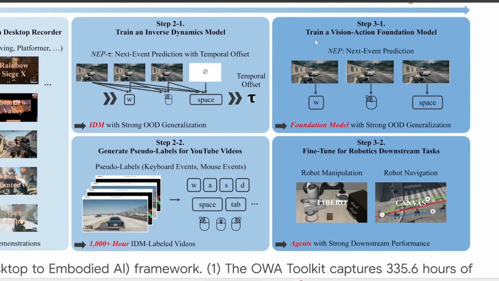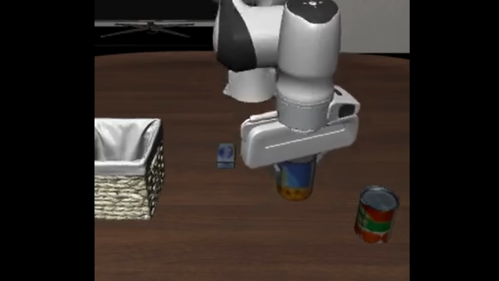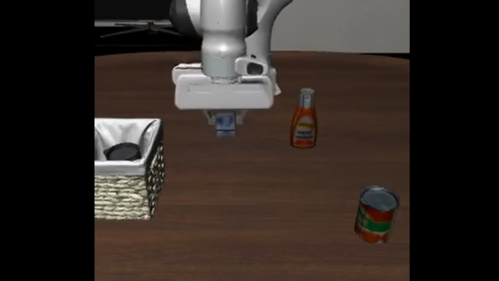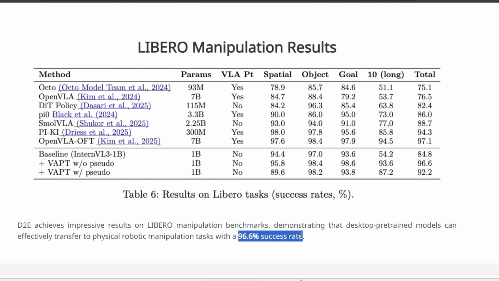And then from that, they also trained this vision action foundation model, which transfers what the model learned from these gameplay scenes to real robots in the physical world. So interestingly, what it has learned from these video games can also be applied to tasks like manipulating physical objects or navigating around spaces. In fact, if you look at this LIBERO benchmark on robot manipulation, this new D2E scores a success rate of 96.6%, which is much better than previous models.